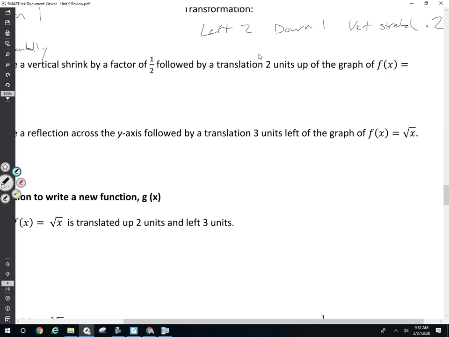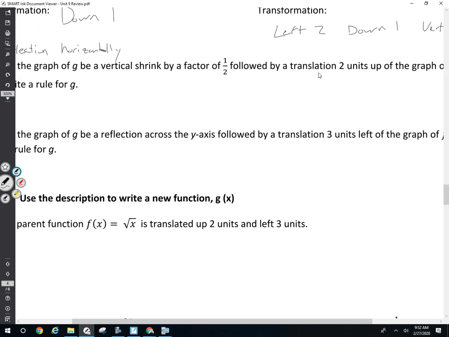We got the cubed root function. I want to shrink it by 1/2 and go 2 units up. So g of x has to be the cubed root of x. Since I'm doing things vertically, up, vertical, I'm all outside. So the 1/2 is going to be multiplied to do my vertical stretch or shrink. This is going to be a shrink, so I don't have to change anything. 2 up, add 2.